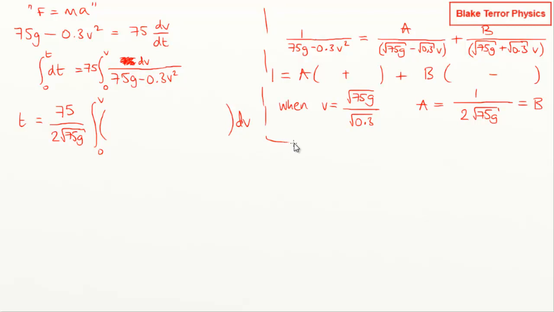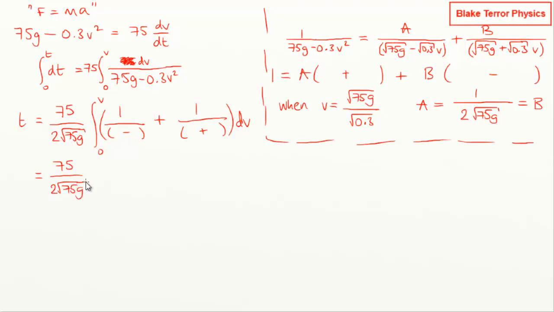Let's just section off all of that work that we did up there. So our two fractions are going to be 1 divided by the bracket with the minus sign in the middle, and 1 divided by the bracket with the plus sign in the middle. So again, just save writing out all of these root 75s and everything all the way through it. So we can leave that constant there at the start. Still got our 75 over 2 root 75g.